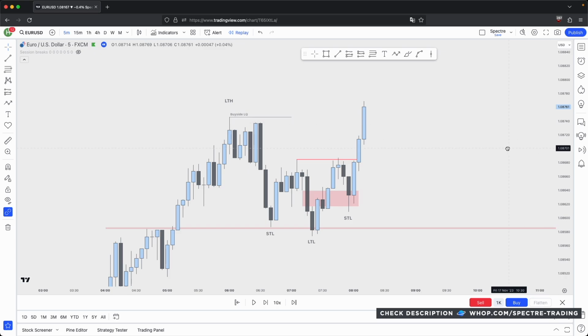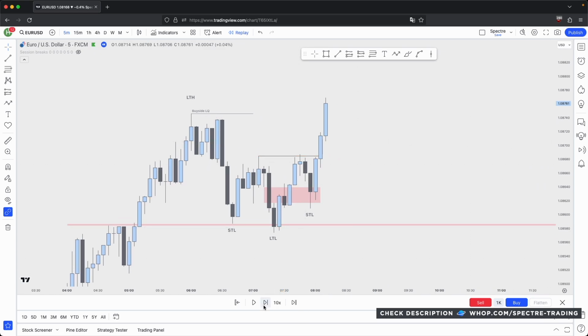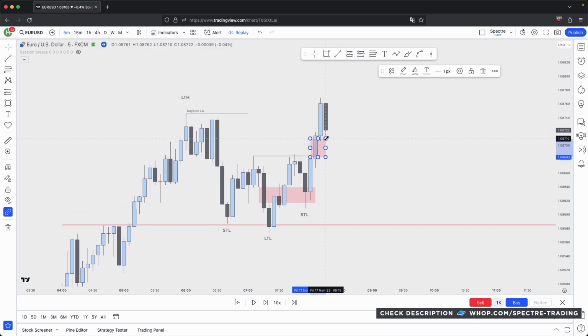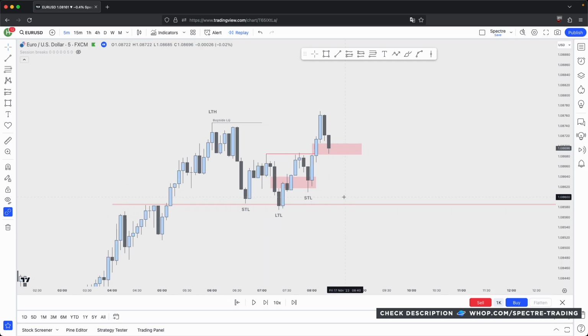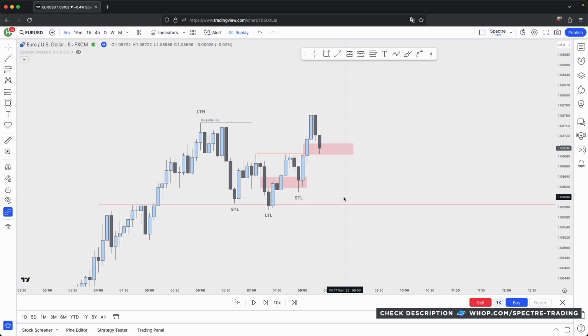This means you could look for entries off of this. Price comes back. We have this imbalance here that I could possibly come back into. One thing to note is this short-term low and this short-term low could also be your intermediate-term low. But because this video is just going over the basics, let's not overcomplicate ourselves and just focus on the obvious definitions. Intermediate-term points are also a form of your short-term points anyway.